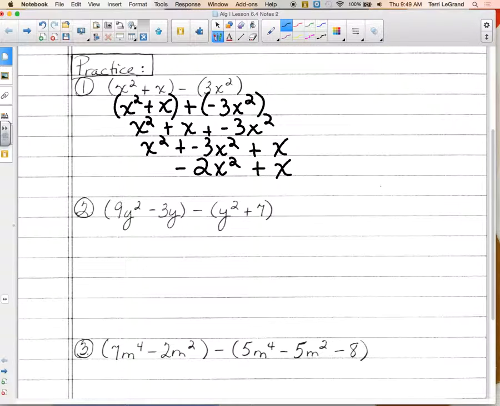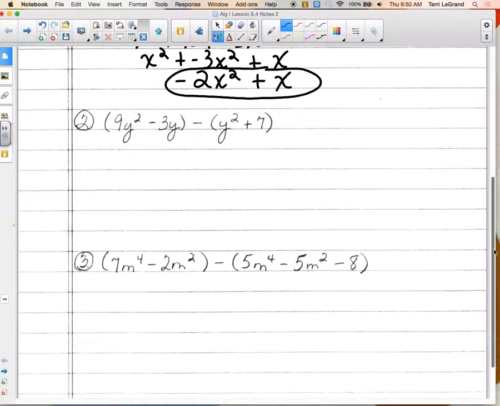Is this as good as our answer can get? No. Doesn't have any more like terms? No. Can't be cleaned up? No. Is in standard form? Yes. Okay, so we're going to call that our answer. The difference of those two polynomials, remember subtraction is difference. The difference of those two polynomials is negative 2x squared plus x.